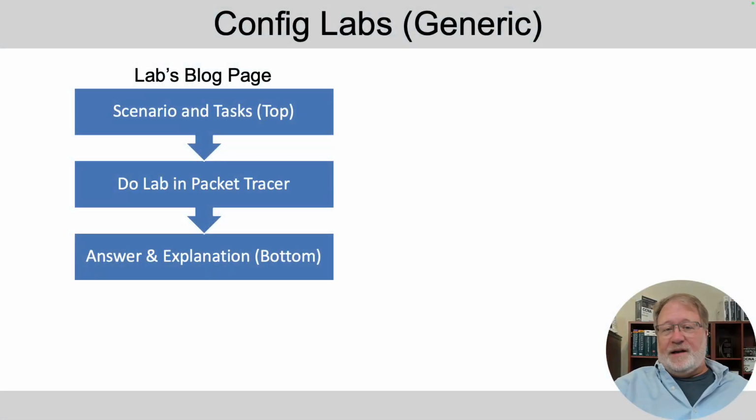Each of the config labs has a blog page at my blog. At that page, there'll be a scenario and tasks listed at the top of the page. Then a suggestion to go do the lab, and you can do it in Cisco Packet Tracer. Then the bottom of the page gives the answer and explanation to the lab.